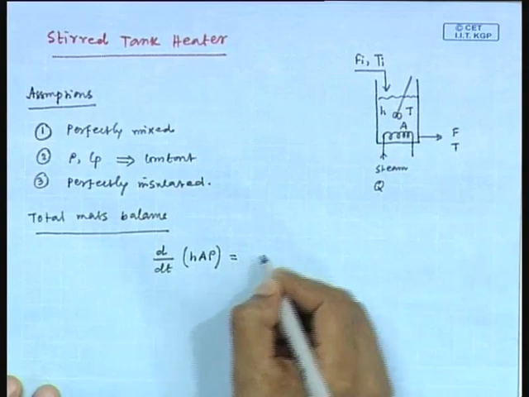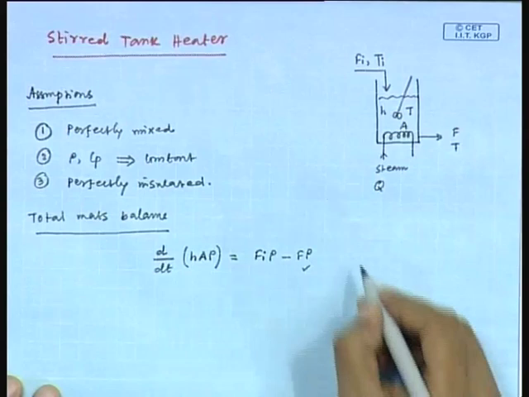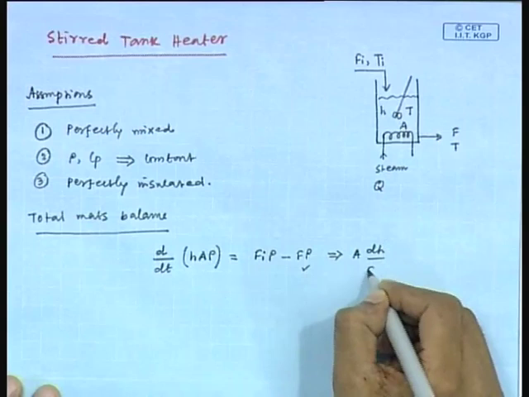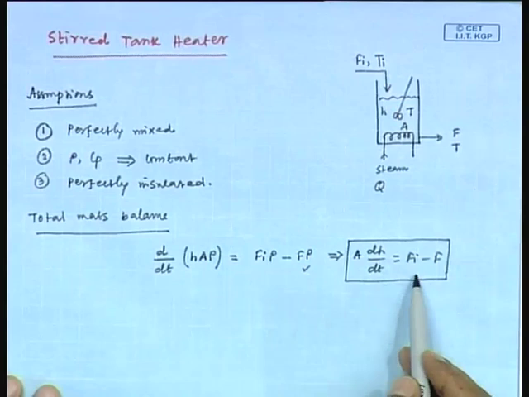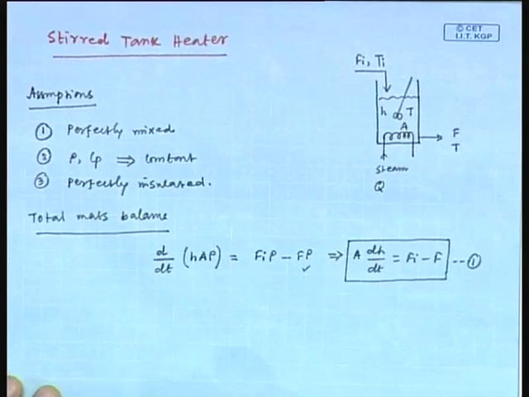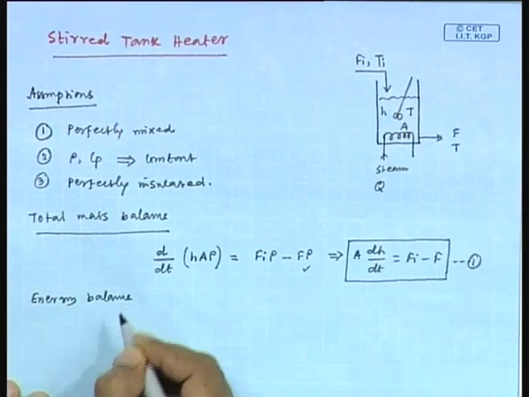What is the inflow rate? Fi rho minus F rho, this is the net flow. So we can write the equation A dH/dt equals Fi minus F. This is the total mass balance equation, since rho is constant. Let us give this equation number 1. Next, we will go for the energy balance. What is the accumulation term?